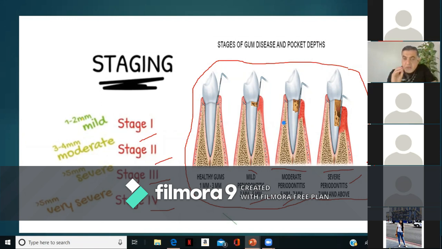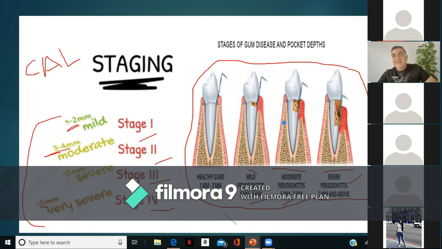Now, in the new workshop, please listen to me carefully. They emphasize using the clinical attachment loss as a guidance for the new classification. We use CAL, that we discussed previously. Clinical attachment loss, this one. So here, for stage 1, clinical attachment loss is 2 millimeters. For moderate is 3, 4, 5, 7. But in UK, they said this one is not applied. It is difficult. We don't have time to check the clinical attachment loss for each patient. That doesn't apply. It is not practical in real life.